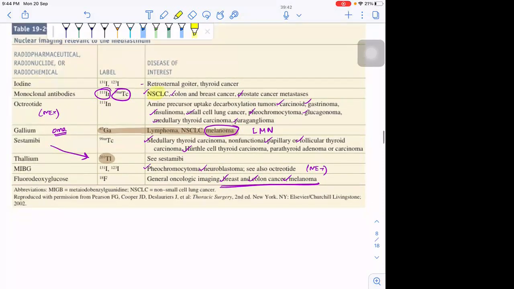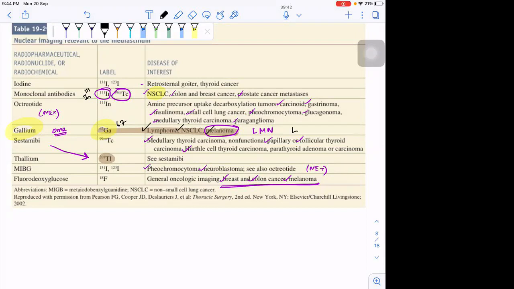And gallium: let's remember gallium 67. See the numbers you have to remember. Gallium is 67 and indium is 111. Gallium 67, you go for lymphoma, non-small cell lung carcinoma, and melanoma. So remember, say LMN.